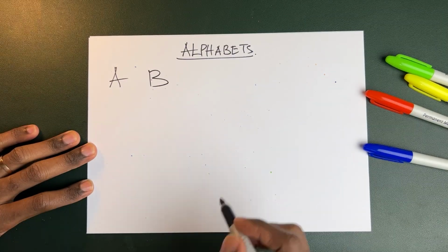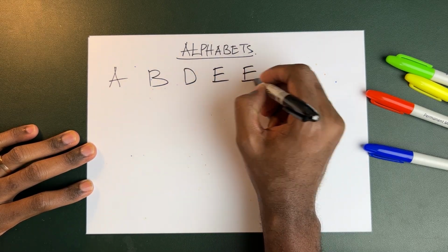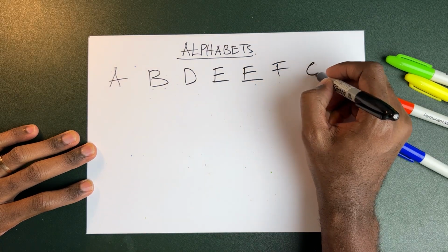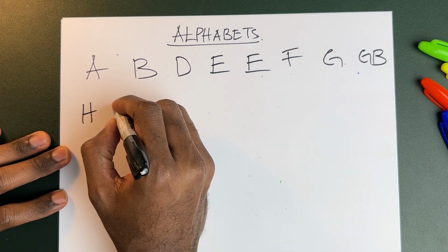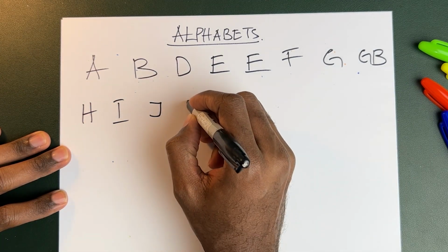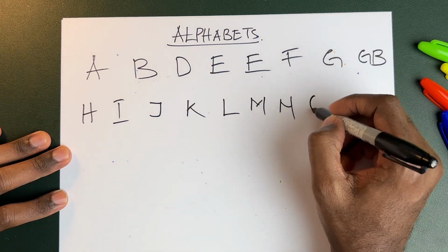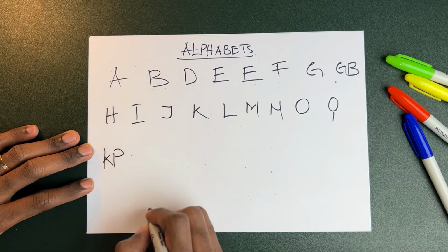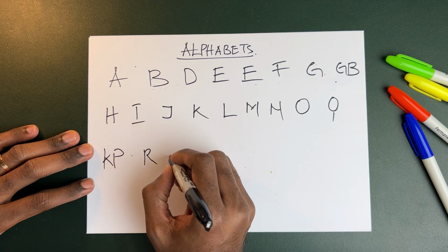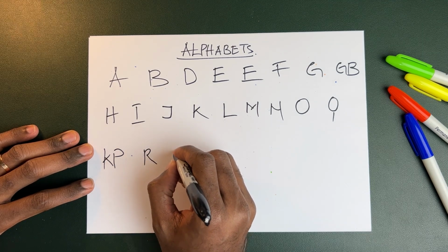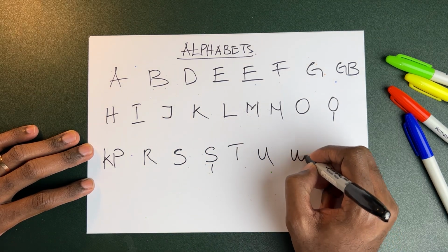So I'll do this in Yoruba. A, B, D, A, E, F, G, B, E, G, K, L, M, N, O, P, R, S, Sh, T, U, W, Y.